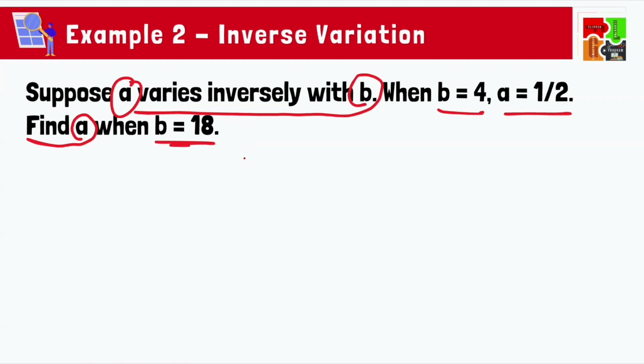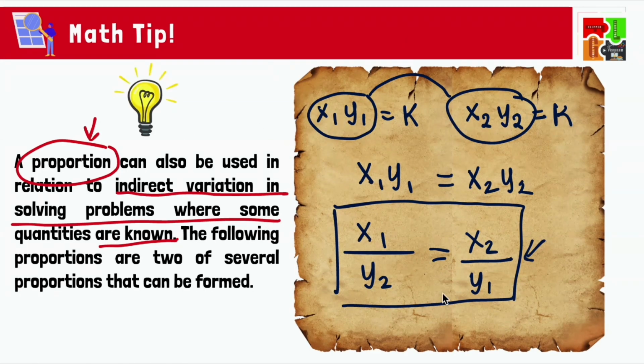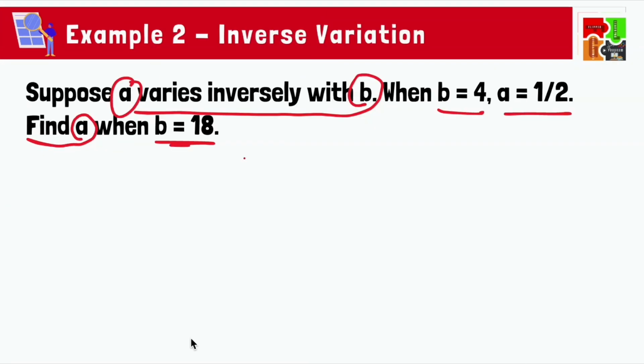So, ito yung kanina, yung math tip natin na kapag may mga missing, ito yung pwede natin gamitin formula representation. Okay? So, sige, gamitin natin dito. This time, imbes na X and Y, gumamit tayo ng A and B. So, we all know that A and B are inversely proportional.